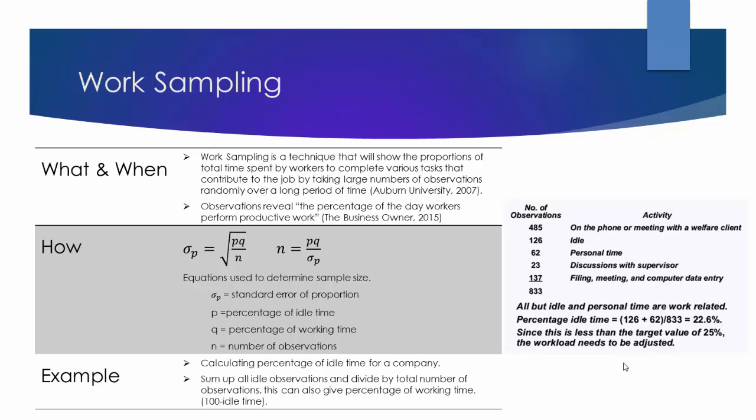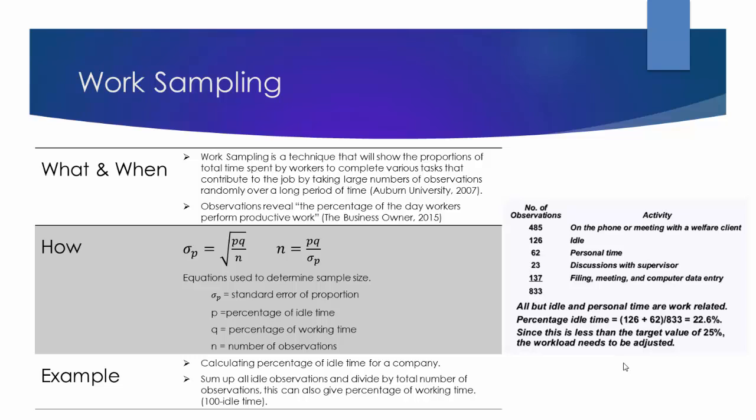So how are these done? There's some equations that go into this. As you can see, sigma is equal to the square root of p times q divided by n. And n is also equal to p times q divided by sigma. Sigma is the standard error proportion. P represents the percentage of idle time, q represents the percentage of working time, and n is the number of observations. So an example of this is calculating percentage of idle time for a company.